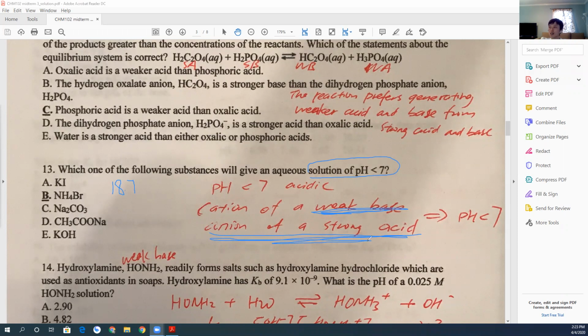Bromide comes from hydrobromic acid, which is a strong acid. And ammonium is the cation of a weak base, which is ammonia. If you want a solution with pH greater than 7, then you want the anion of a weak acid and the cation of a strong base.